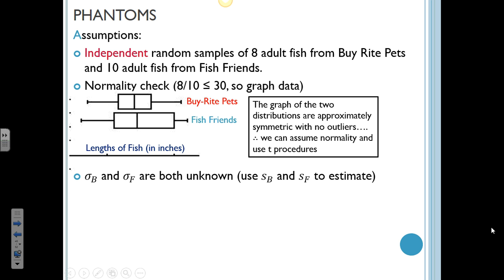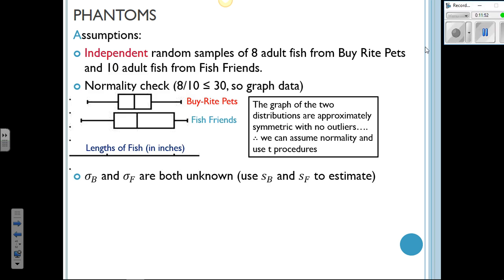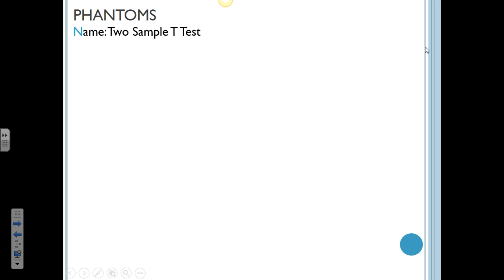You guys need a minute just to catch up with the assumptions and drawing and labeling? Okay. Okay, so remember the name of today's test is a two-sample t-test. So we got two-sample t-test.